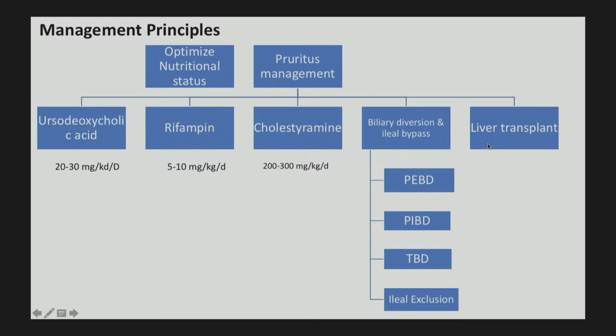There are certain surgical procedures which can be offered in certain types of PFIC, that is biliary diversion and ileal bypass. There are various types, which include partial external biliary diversion, partial internal biliary diversion, total biliary diversion, and ileal exclusion. Now, these biliary diversions can only be offered in PFIC type 1 and type 2 patients who have not progressed to fibrosis grade 3 or 4. It has been shown to decrease pruritus and also improve the stage of fibrosis. Also to note, these biliary diversions should not be offered in patients with PFIC type 3.